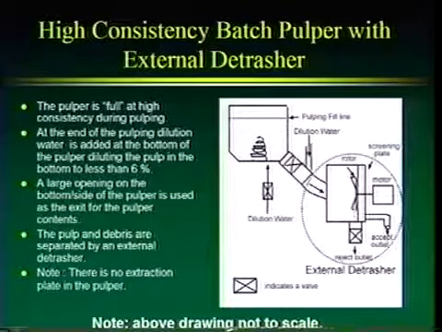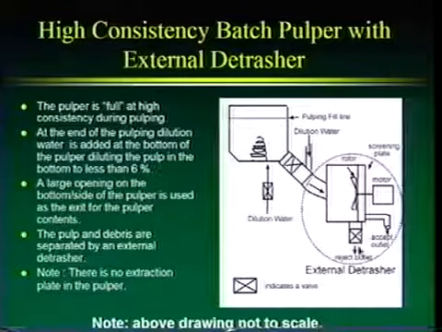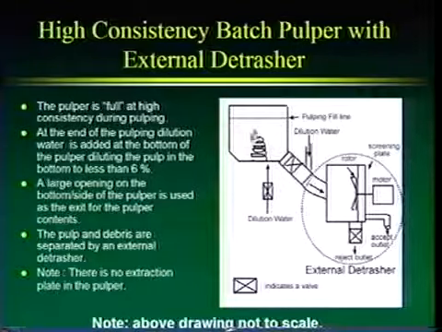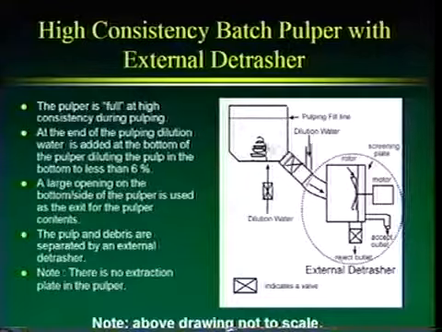Okay, and so when all of the pulp has been removed from the pulper and it's gone through the detrasher, then what happens is that this valve is closed, water is filled up in here, and then this large debris is pushed out this valve, this reject outlet, which is opened so that we can clean this out. Then this valve is closed again. The pulping process starts, the pulper is filled up again, pulped again, and then again we're going to repeat the cycle.